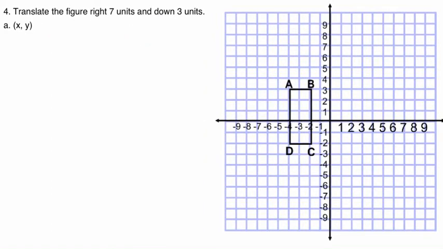Number 4. Translate the figure right 7 units and down 3. So to the right 7, so that's 1, 2, 3, 4, 5, 6, 7. Now, okay, whoops, except for that's down. I forgot to go down 3. So my mistake there. So we got to be careful. So I go to the right 7, 1, 2, 3, 4, 5, 6, 7, and down 3. Now, do you see a shortcut anywhere in here? I know that this is A prime.